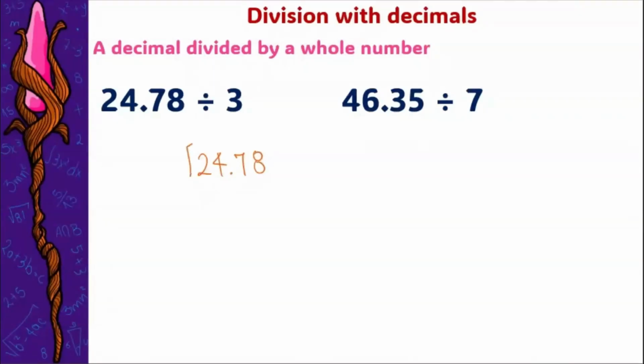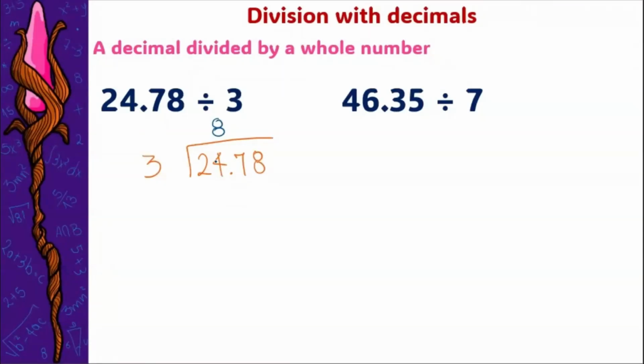24.78 divided by 3. Okay, so we start with the 2. 2 divided by 3, but since the 2 is smaller than 3, we cannot do it. So we go for the next digit and we take the whole 24. 24 divided by 3 is 8. It is useful if you put it in the same position, so you are not going to get lost where to put the decimal point.